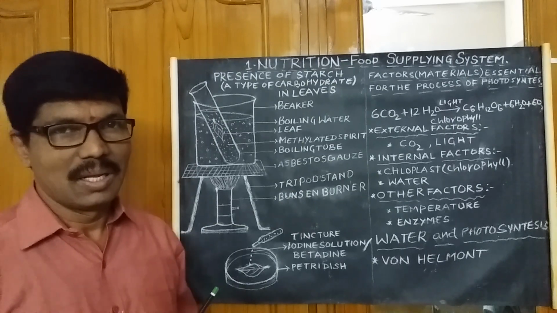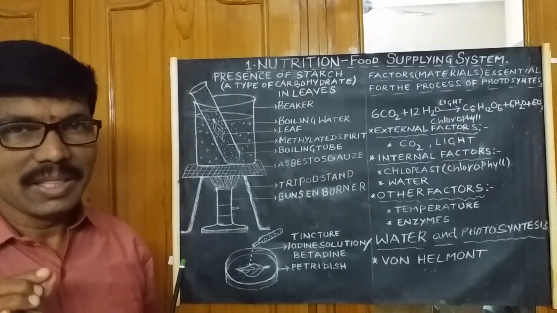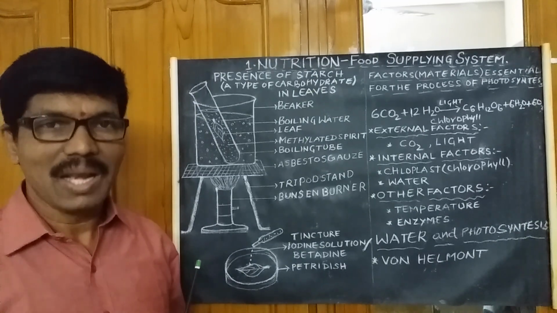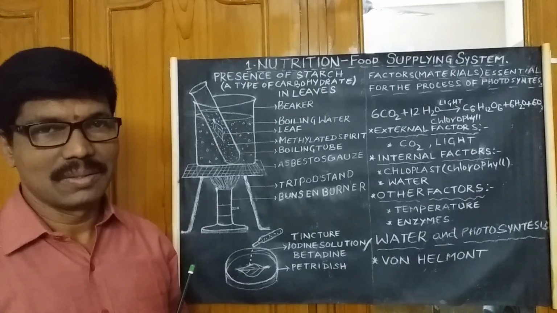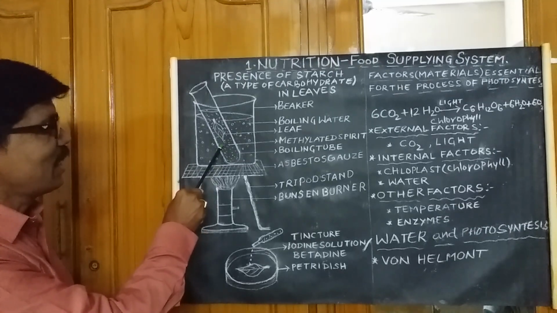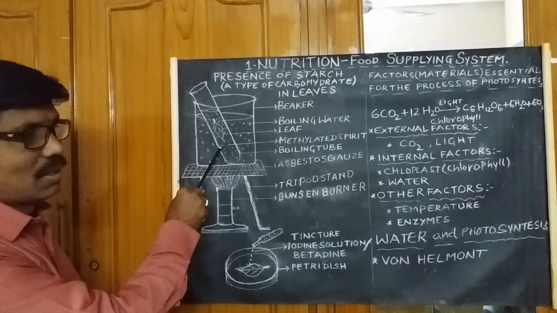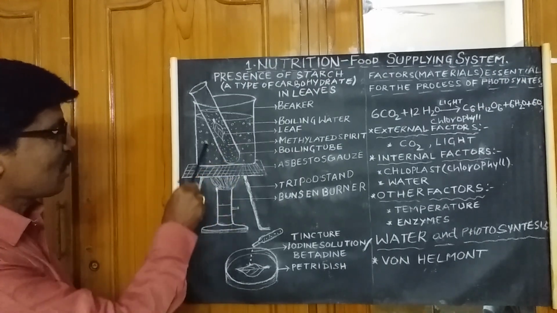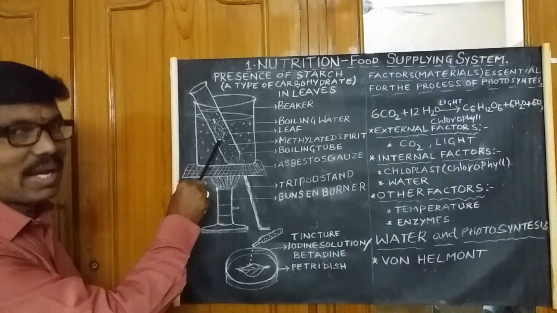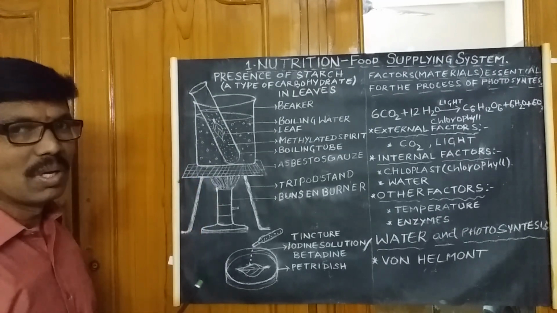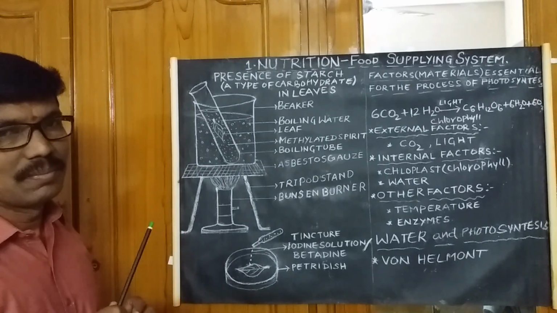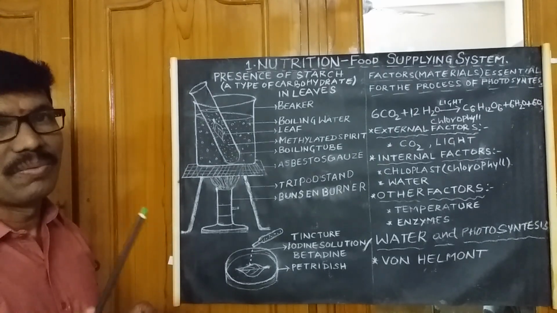Procedure: let us take a thin and soft leaf from a plant well exposed to sunlight. Boil the leaf in methylated spirit over the water bath till it becomes pale white due to removal of chlorophyll from the leaf. Observe the leaf.